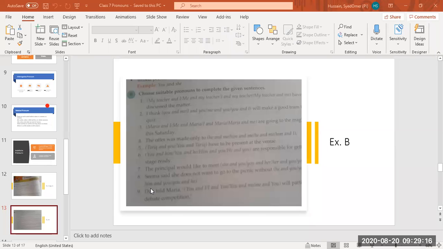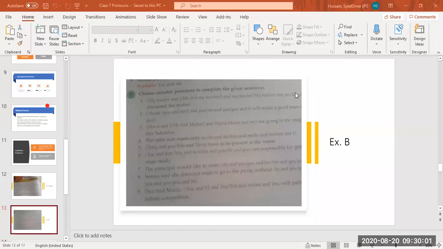Yes. Who will do number seventh and eighth? The principal would like to meet you and her, and you and he. What is the right option? You and she? You and her. You and her, because we have put it at the end, so we have to use the objective pronouns. Okay? Objective pronouns. Do the eighth one.